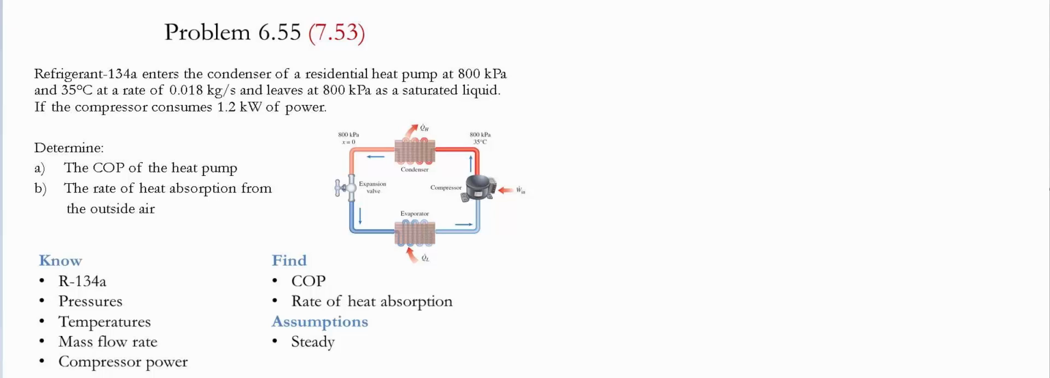A refrigerant R134A enters the condenser of a residential heat pump at a pressure of 800 kilopascals and a temperature of 35 Celsius with a rate of 0.018 kilograms per second and leaves at 800 kilopascals as a saturated liquid. If the compressor consumes 1.2 kilowatts of power, we need to determine the coefficient of performance of the heat pump as well as the rate of heat absorption from the outside air.